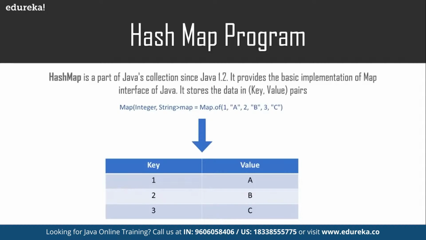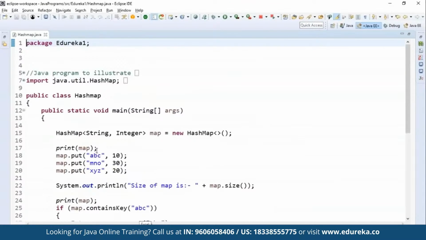Now let's understand how to implement the logic in Java. So I have created a hash map. First I'm creating a main method, and in that I'm creating an object of a new hash map. As I told you, it contains a key and a value. For ABC it is 10, for MNO 30 and for XYZ 20.